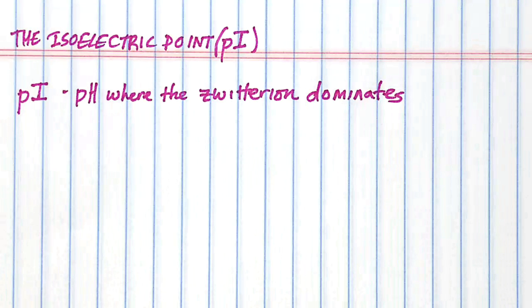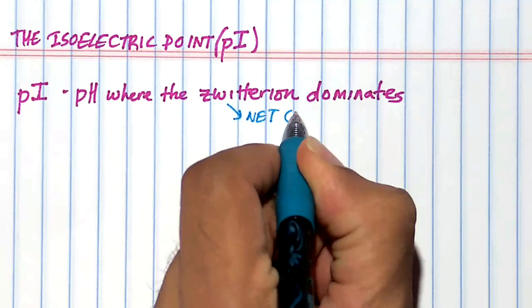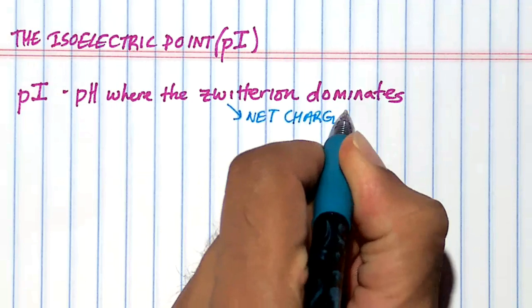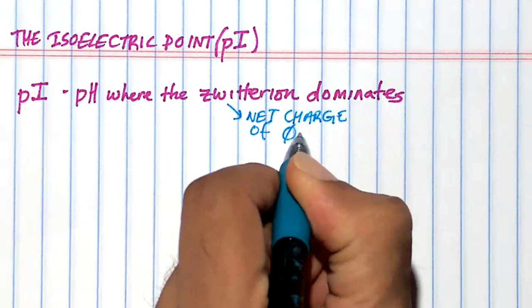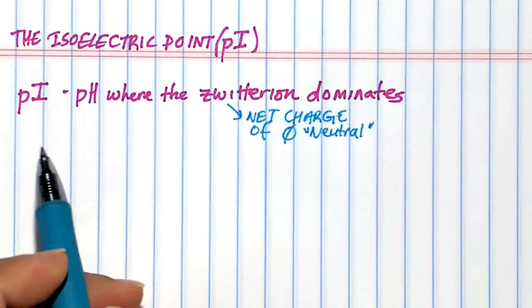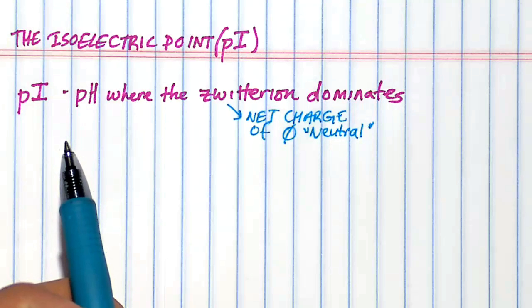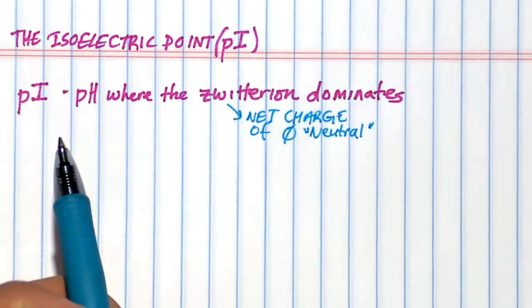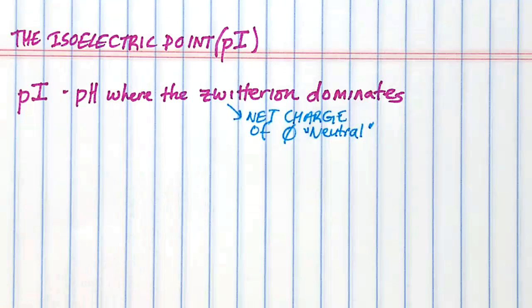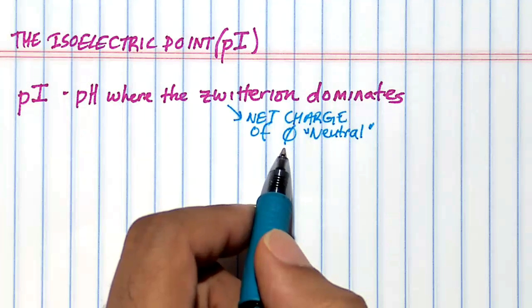Now, the Zwitterion is just the molecule that has a neutral charge. So a net charge of 0, or neutral. Okay, neutral. So the pH where the neutral form of the molecule, whether it's an amino acid, whether it's a peptide, or whether it's a protein with 500 or 600 amino acids, the pH where the 0 net charge of the molecule dominates.